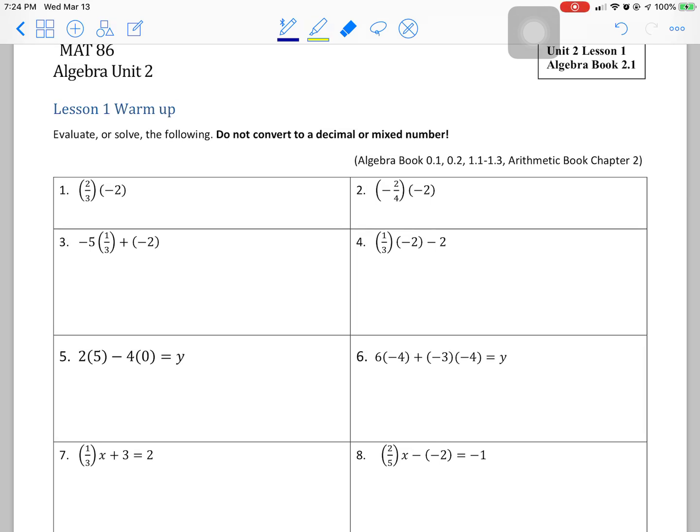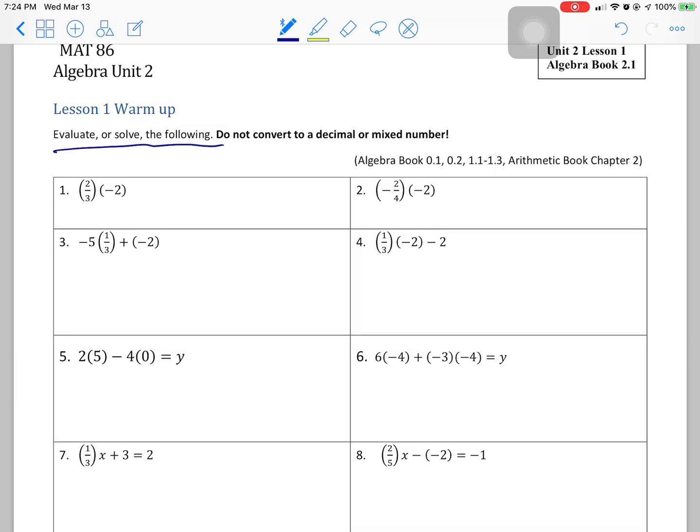Okay, Algebra Unit 2, Lesson 1. So here's the warm-up for the first lesson. It says, evaluate or solve. The following do not convert to a decimal or a mixed number.